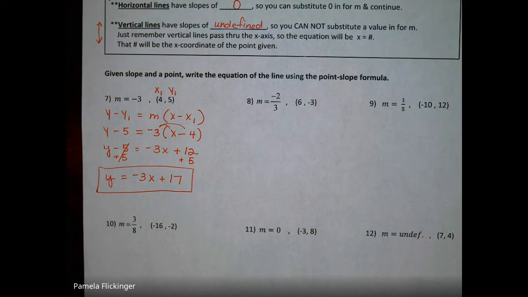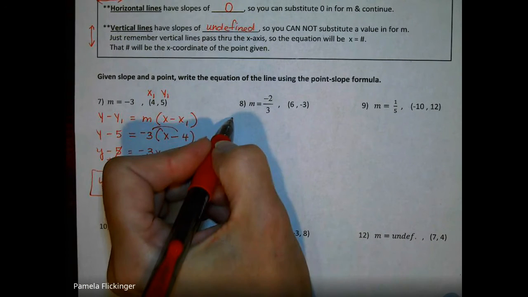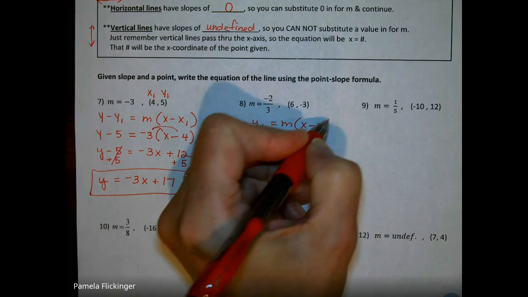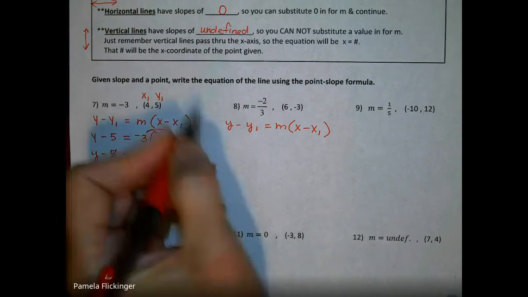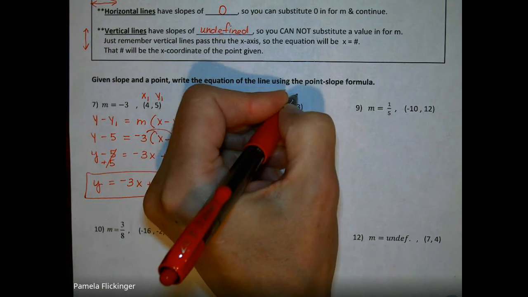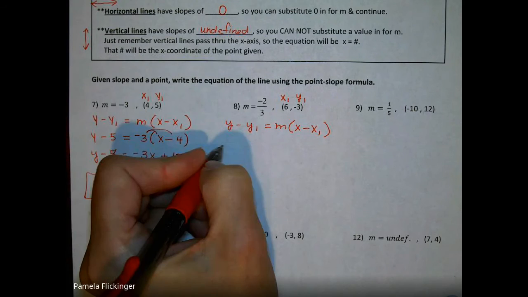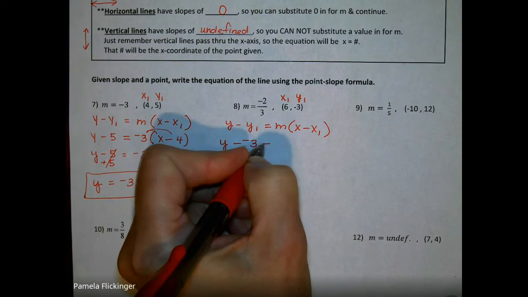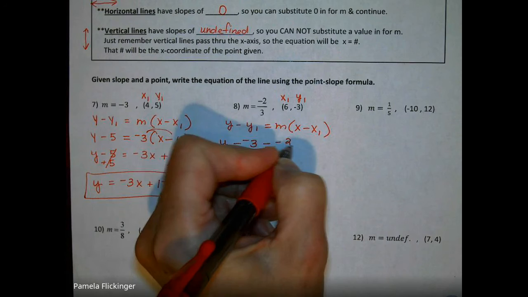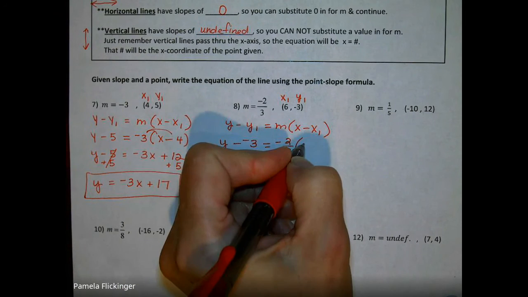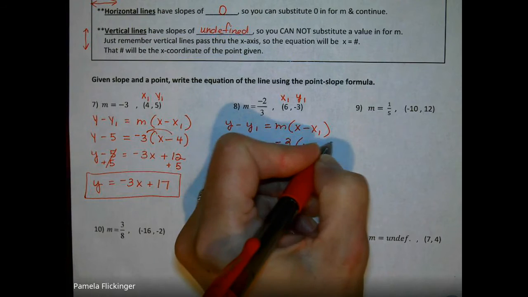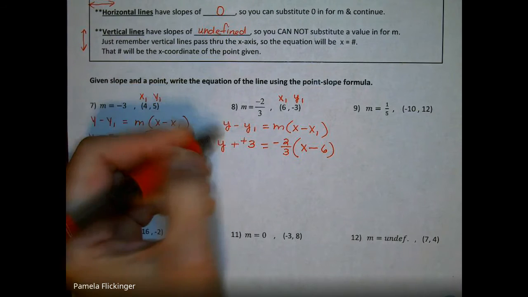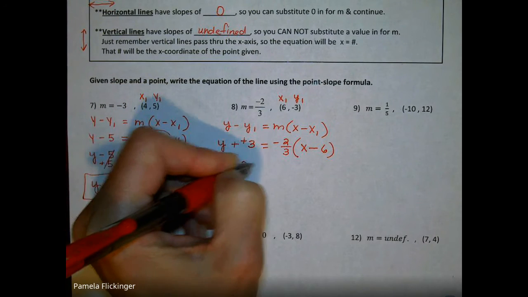Number 8. Again, let's write the formula: y minus y1 equals m times x minus x1. So the 6 is my x1, the -3 is my y1. So I'm going to have y minus a -3 equals, my slope is -2/3 times, and then x minus 6. Over here on the left, that double negative is really going to become a positive, so that's y plus 3 equals.